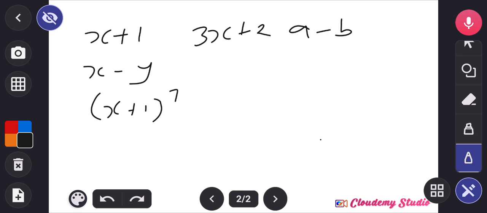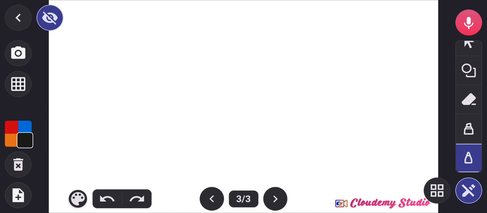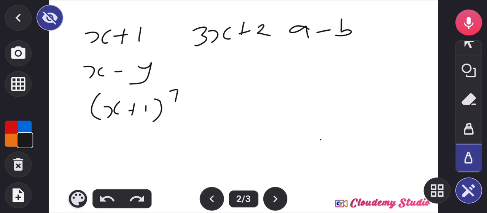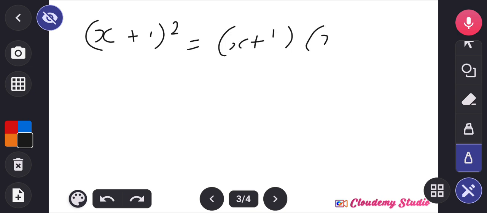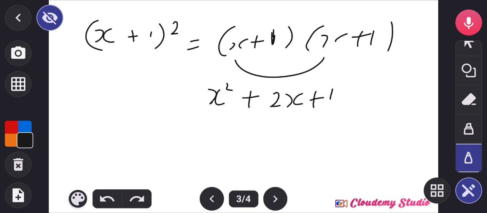So let us talk about the binomial expression itself first. Like I said, a binomial expression is the sum or difference of two terms. For example, x plus 1, 3x plus 2, a minus b, and so on. We are familiar with expanding a bracket such as x plus 1 raised to the power 2. It is x plus 1 times x plus 1, so if you multiply them, we have x squared plus 2x plus 1. That is how we always do it.